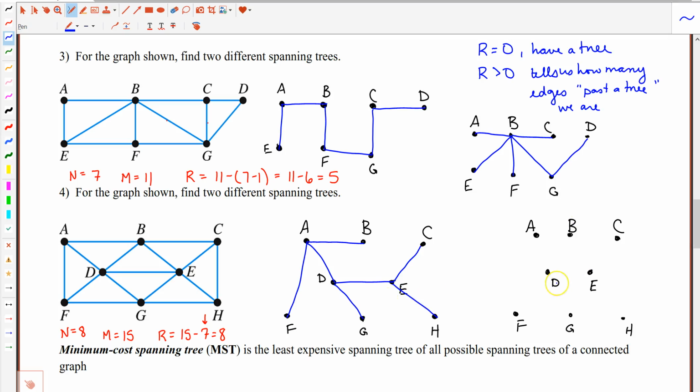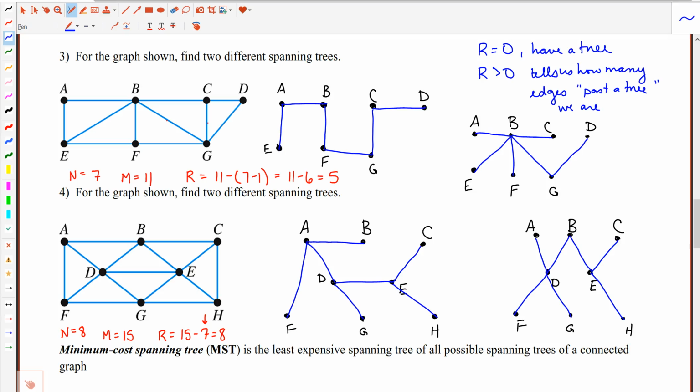Now something completely different, maybe over here. Alright, so I use these connections to grab these middle guys. Maybe I'll use D to grab these outer ones right here, and I'll use E to grab these outer guys right here. So a completely different spanning tree, but again it uses 1, 2, 3, 4, 5, 6, 7 edges. Now again, in this graph there are many different spanning trees. These just happen to be 2 different examples.